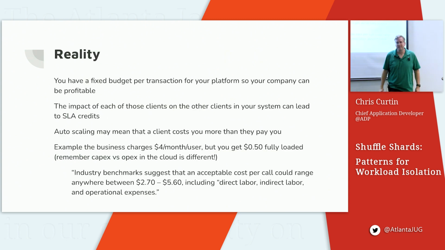Let's go to the reality. You have a fixed budget. You are not given every dollar that your company is earning, however they're earning that money, right? You have things that you need to play within. So as an example, your business may charge $4 a month per user, but at the end of the day, you as the operations team, the IT team, whatever your breakdown is, get 50 cents of that. And that's fully loaded, which means it includes your AWS costs. It means it includes your network operations team's cost.